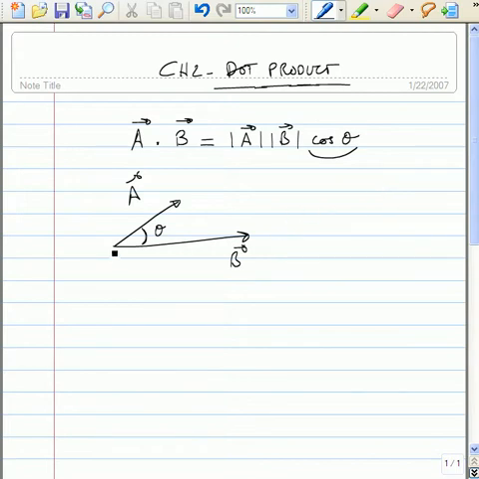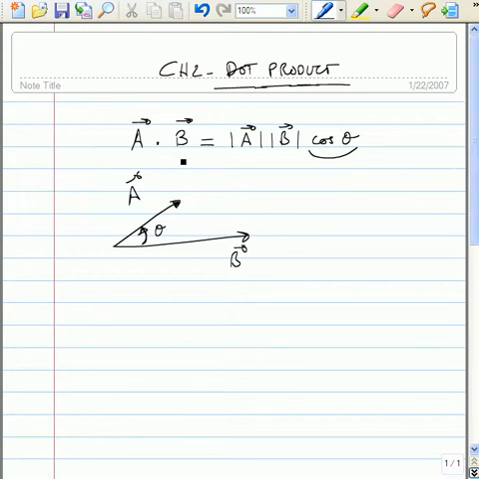Then all you have to do is, say, align one vector along the x-axis so that the angle is 0, and then you draw the other vector such that theta starts from the B vector or the x-axis counterclockwise up to the first vector.